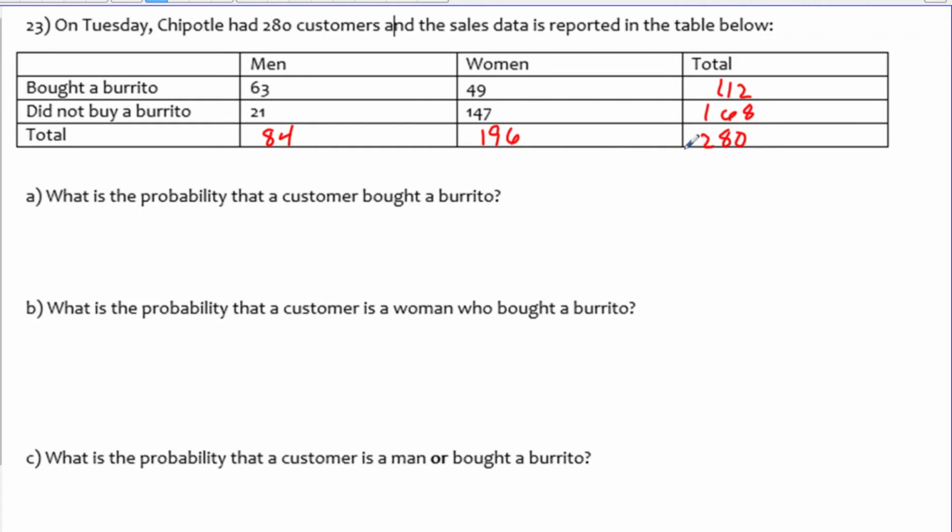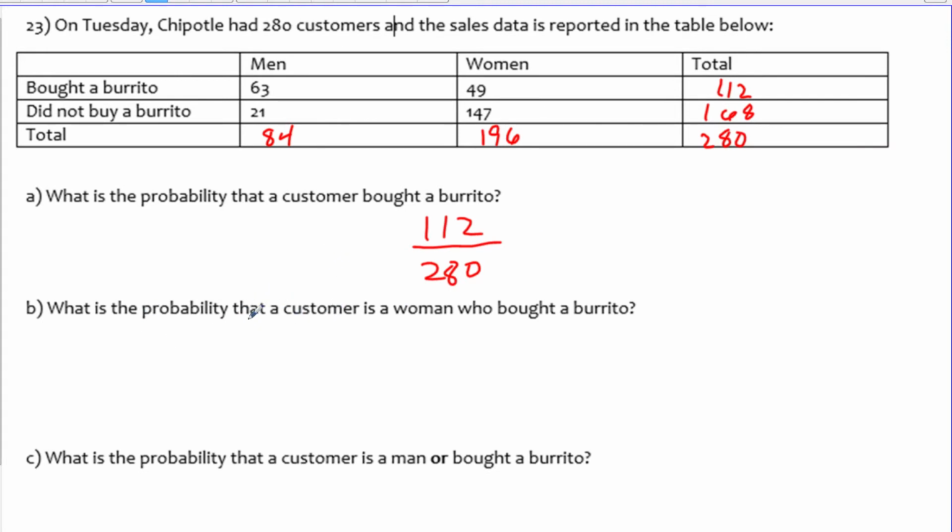Well, I had 280 total people, so that's the denominator. And bought a burrito, we did the total and said 112, right? I'm just going to leave my answer like that. You can reduce or turn it into a percentage, but any equivalent form should be fine. So 112 out of 280 is the probability that somebody bought a burrito.